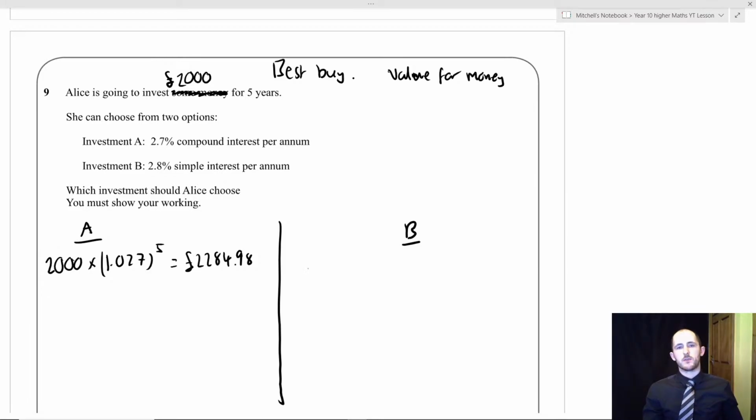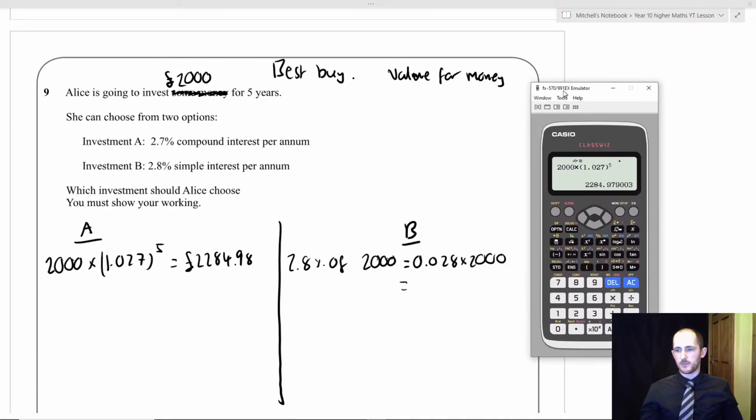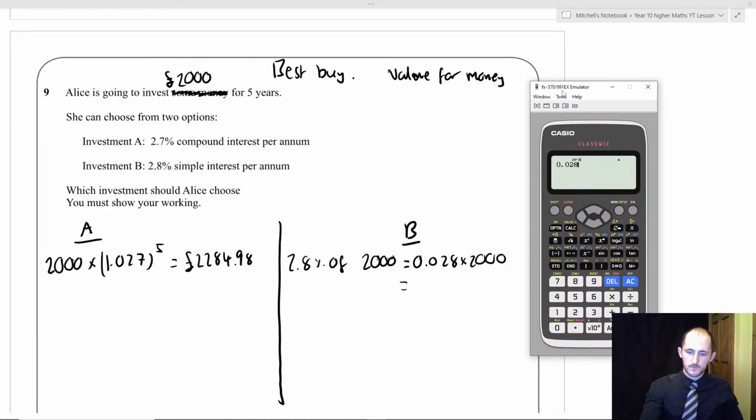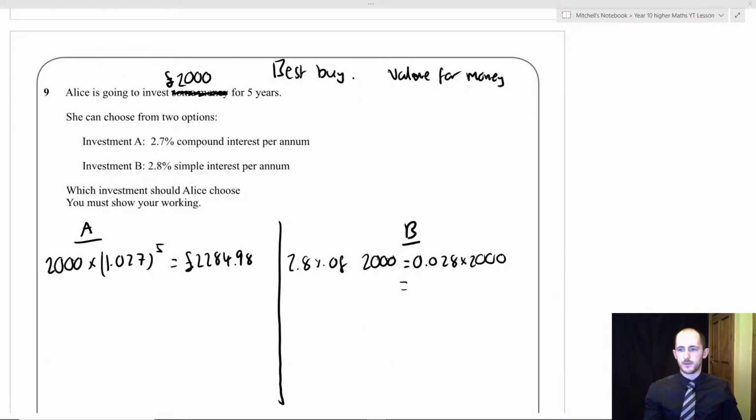2.8% simple interest. So the way I work this out is I work out what 2.8% of 2,000 is. Best way to do that is you take that as a percentage, a decimal, and times it by 2,000. I'm hoping it's not too bad of a number. I don't think it will be. 56. Well, that's a really easy number. Cool.